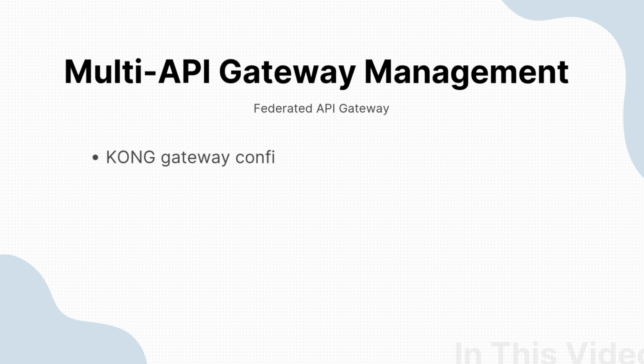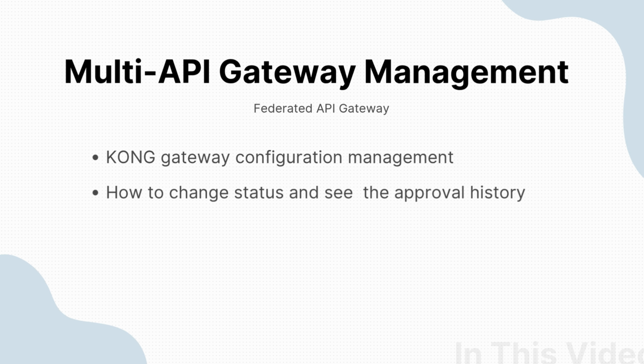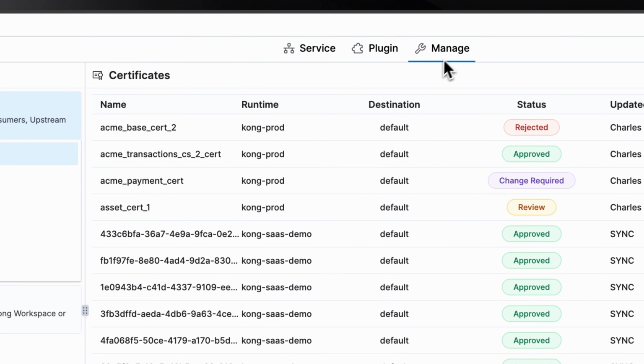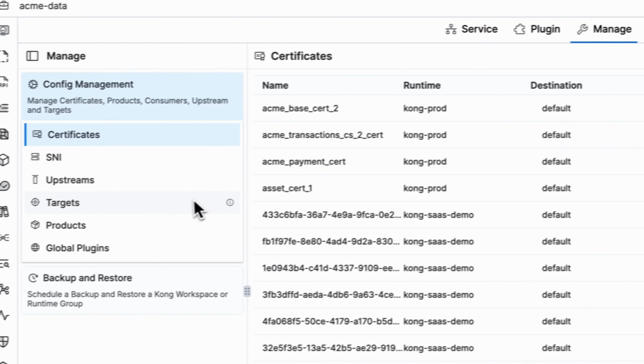In this video, we are going to take a look at configuration management, how you can change status and approval flow for the configurations, and backup and restore settings for API gateway using APIwiz. In order to access configuration, you have to click on Manage section in Kong Gateway.